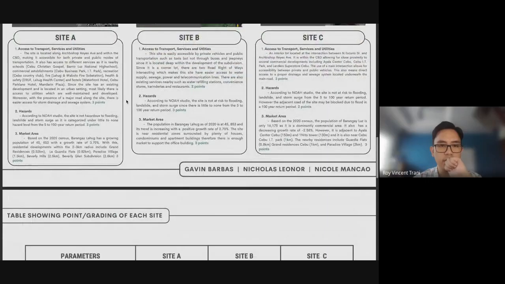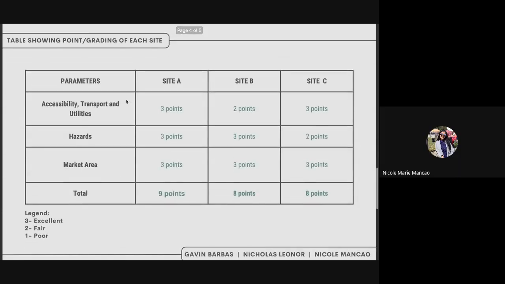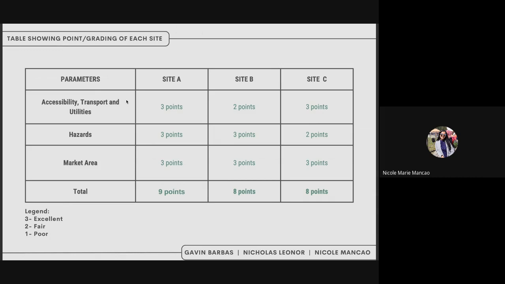So for the next part, I'll be discussing the tabulation of the points. For accessibility, transport, and utility, Site A gets 3 points, as well as Site C, while Site B gets 2 points. For hazards, Site A gets 3 points, as well as Site B, and 2 points for Site C. For the market area, Sites A, B, and C get 3 points. So Site A has a total of 9 points. Sites B and C have a total of 8 points.